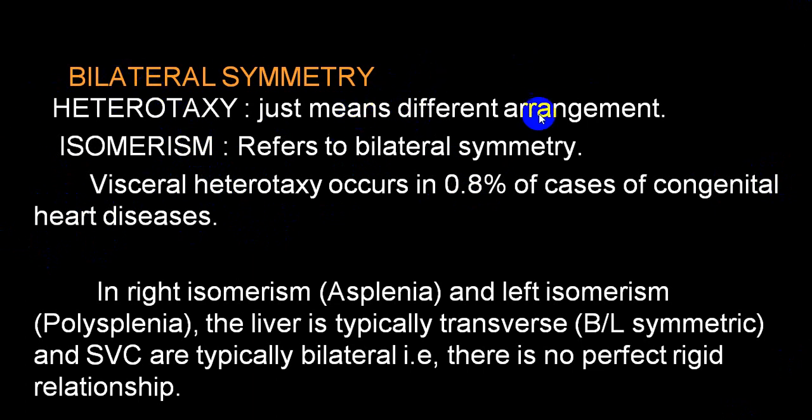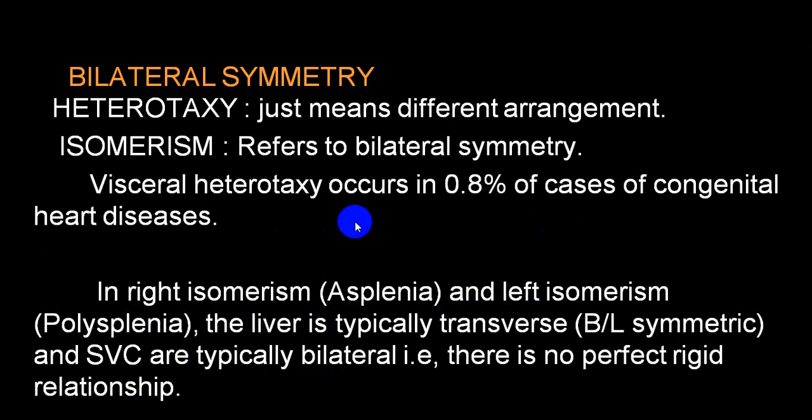Heterotaxy means different arrangement, while isomerism means bilateral asymmetry. That is divided into right isomerism, where you have an abnormal spleen like asplenia, and left side isomerism, where there is an increased number of spleens, which we call polysplenia, and the liver is typically transverse. The superior vena cava are typically bilateral, and there is no perfect rigid relationship, and this we call heterotaxy.